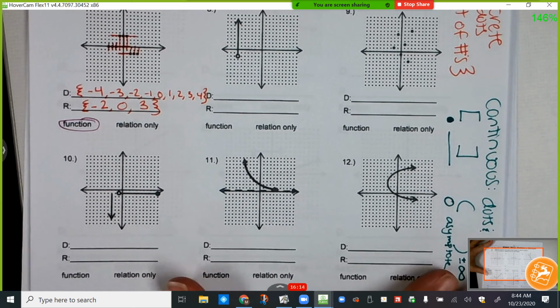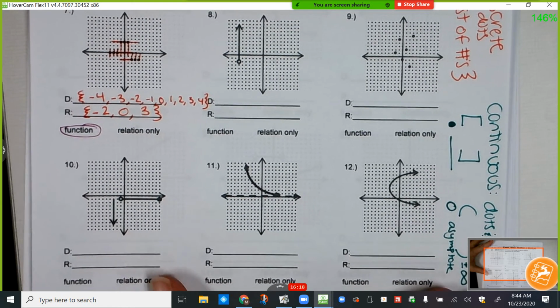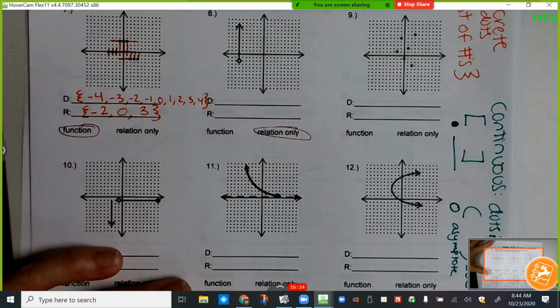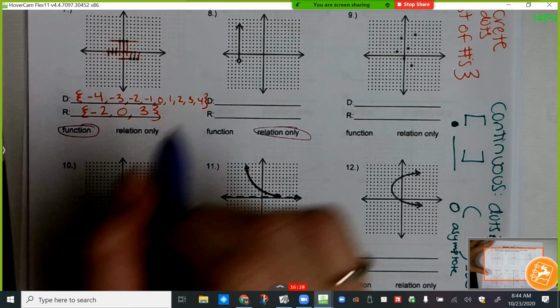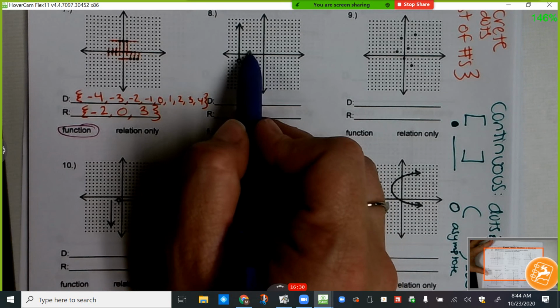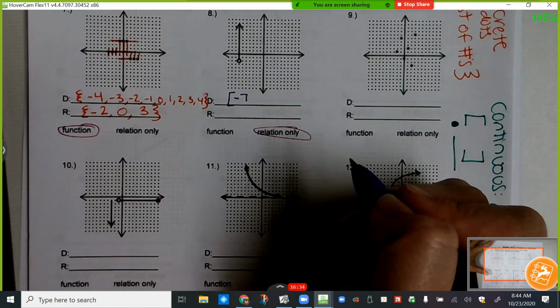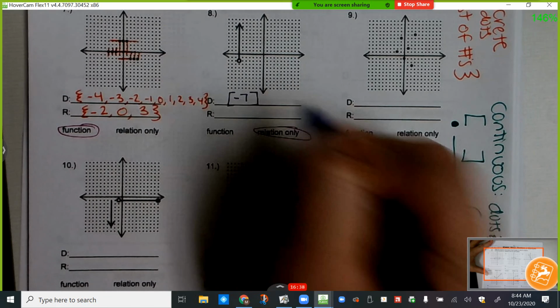Okay, number 8, function or relation only? Relation only, because if I drew a vertical line, it touches everywhere. Now, domain, what's the farthest left it goes? 1, 2, 3, 4, 5, 6, 7. Yes. What's the farthest right it goes? Does it ever go right from there? No, so we have the single number inside the square brackets.